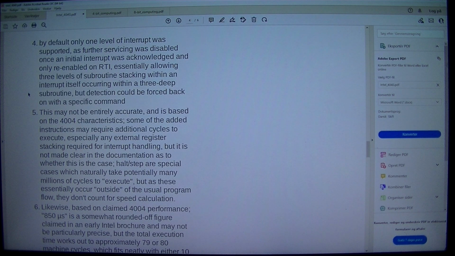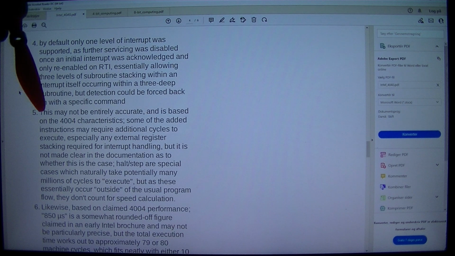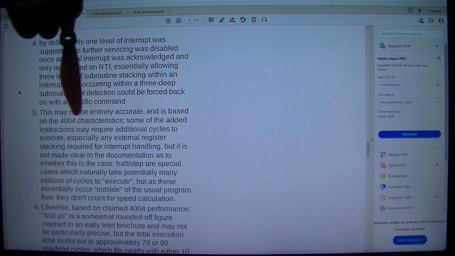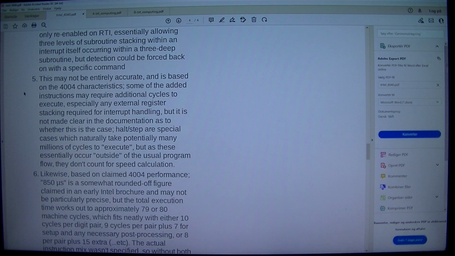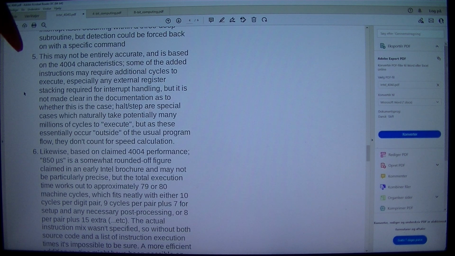A 3-deep subroutine, but detection could be forced back with a specific command. 5. This may not be entirely accurate, and is based on the 4004 characteristics. Some of the added instructions may require additional cycles to execute, especially any external register stacking required for interrupt handling. But it is not made clear in the documentation as to whether this is the case.